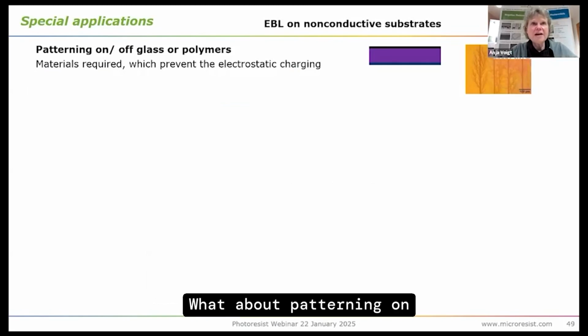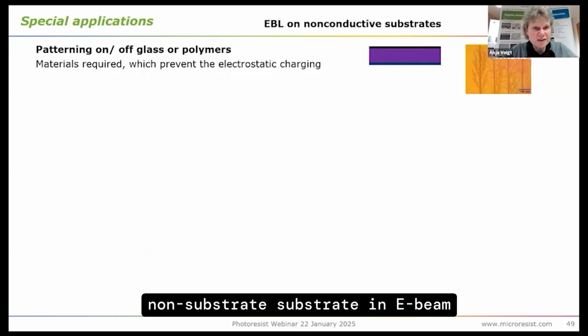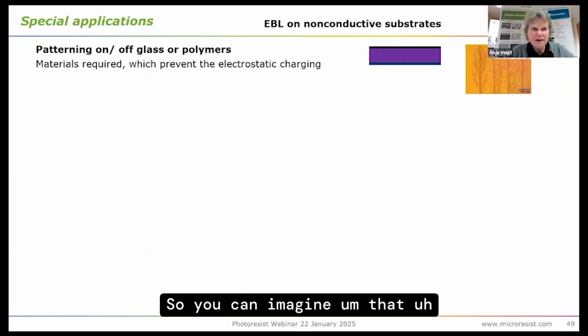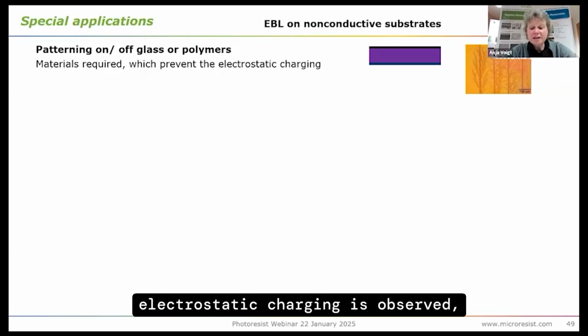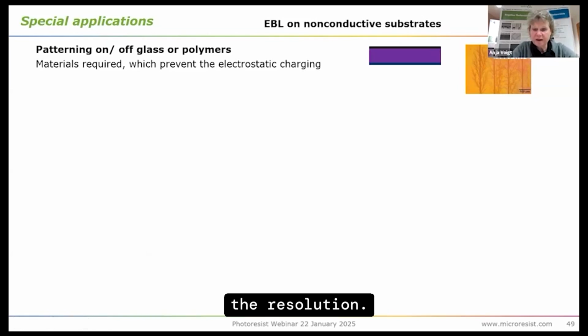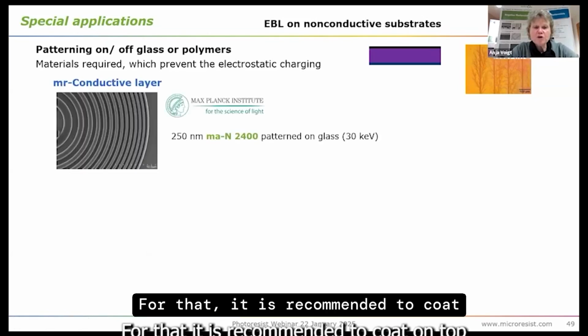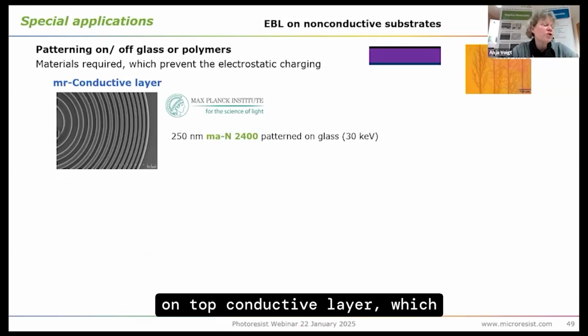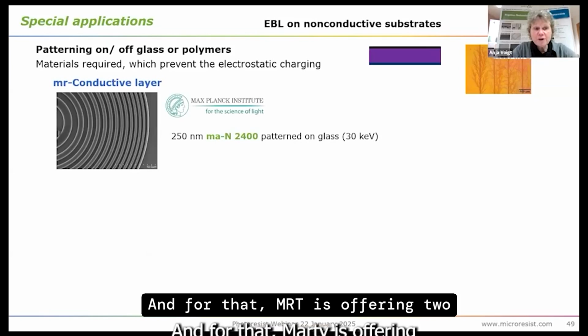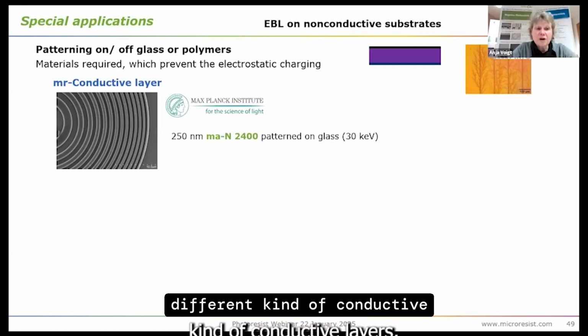What about patterning on non-conductive substrates in E-beam lithography? You can imagine that electrostatic charging is observed, leading to defects in the resolution. For that, it is recommended to coat a conductive layer on top, which could be a metal or a polymer. For that, MRT is offering two different kinds of conductive layers, which are coated on top.